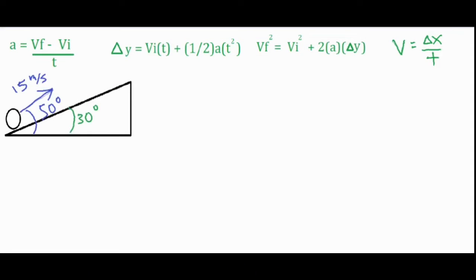In this video, we're going to be taking a look at a projectile fired 50 degrees from the horizontal that is going to land on an inclined plane. Now, in order to do this, we're going to have to do some projectile concepts along with some substitutions.